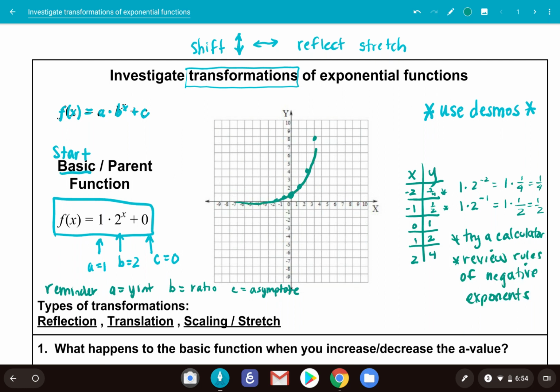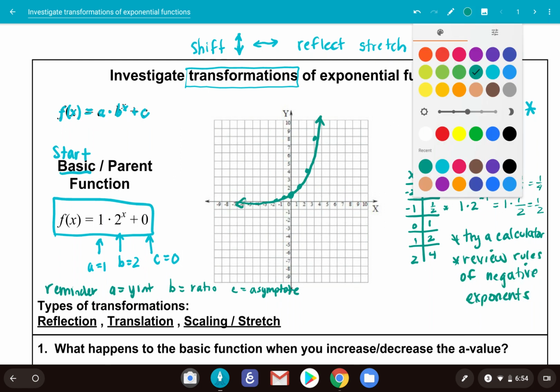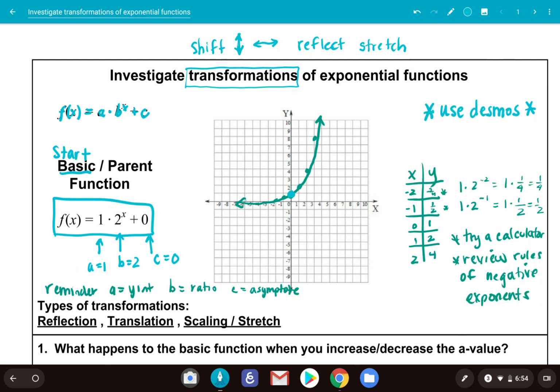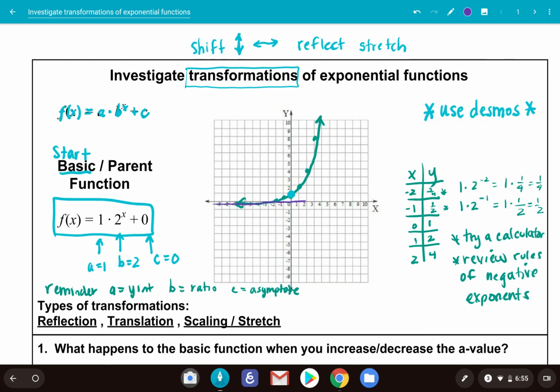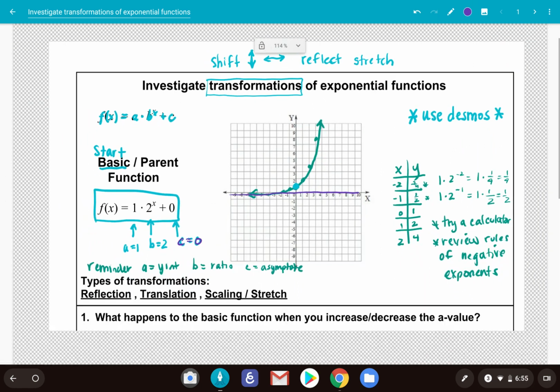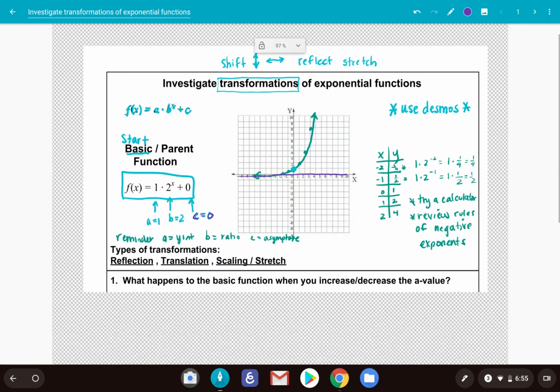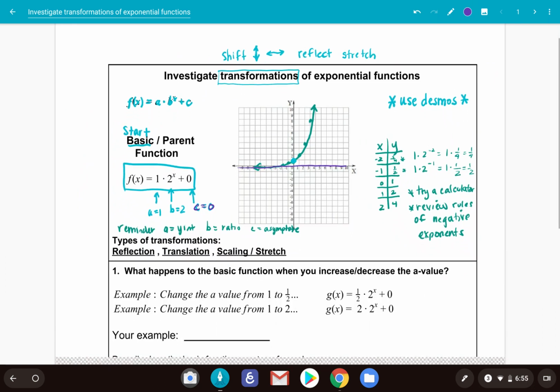But you can see here when we look at our parent function that our y-intercept is 1, and then our common ratio is 2, and our horizontal asymptote is this line at the 0. That's our C value. Okay, so what we're going to be doing is we're going to be applying some transformations, and we're going to see how changing a couple of numbers will affect the shape of our graph.